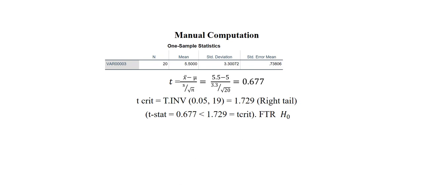Next, we can compute our p-value manually. We go to Excel and type in t.dist.rt since it's a right tail test. Then we put in the test statistic, which is 0.677, and the degrees of freedom of 19. It returns the value of 0.253, which is the same value we got earlier on. Again, if we compare this to alpha, we still fail to reject the null hypothesis.